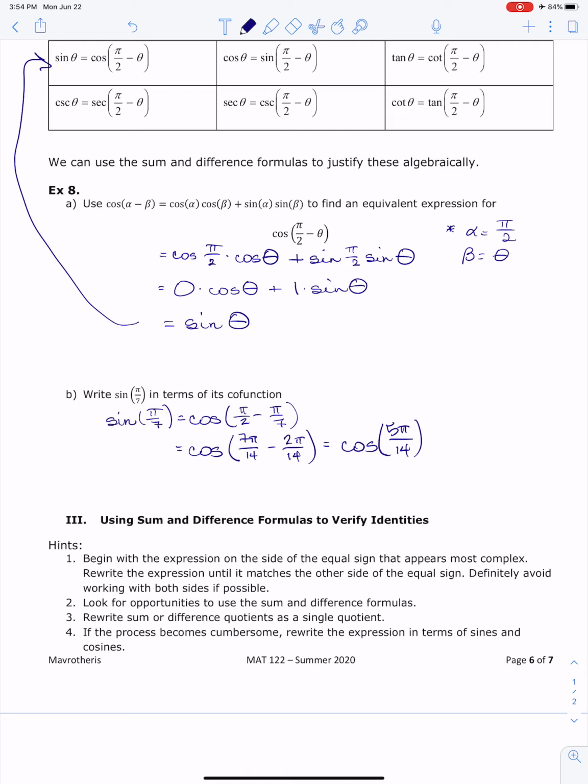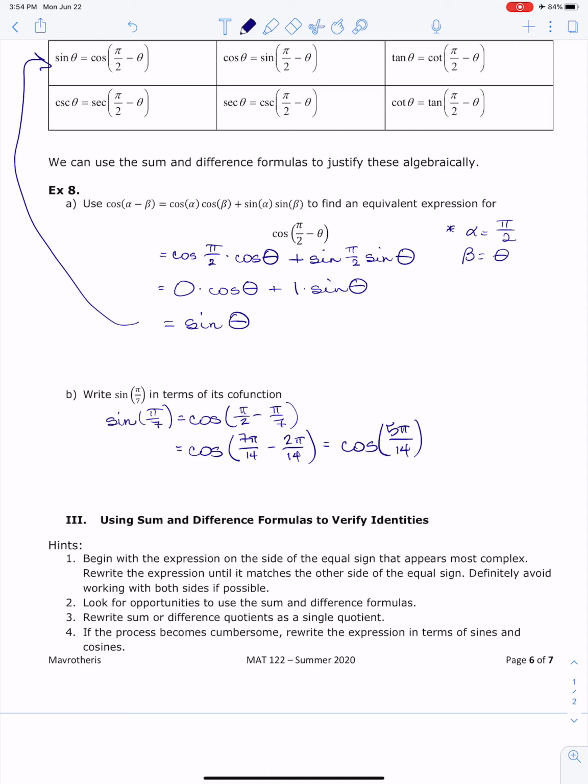And that's it. At the bottom of the page, using sum and difference formulas to verify identities. We're going to get back into the proofy type stuff. Start by using the expression on the side of the equal sign that appears most complex. We did that in section 9.1.